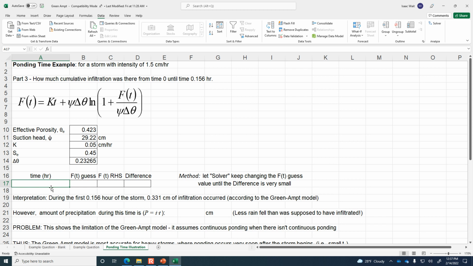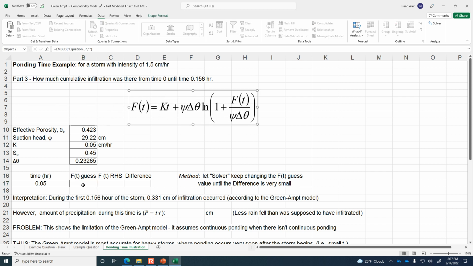So we don't know the time, so we'll just say a guess time of 0.05 hours as a starting point. And then we'll have a guess for the depth. So we just have a guess depth of maybe 0.5. Now we'll do maybe 1. That was our guess in the previous examples as well. Now here on the right-hand side of the equation, we're going to be referencing this guess time. So let's now set up the formula so that it's referencing this guess time point.